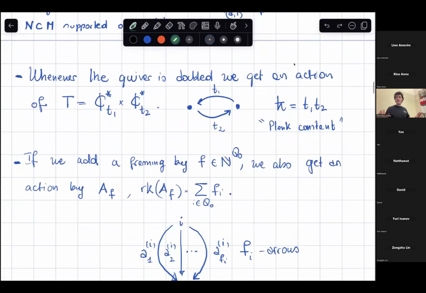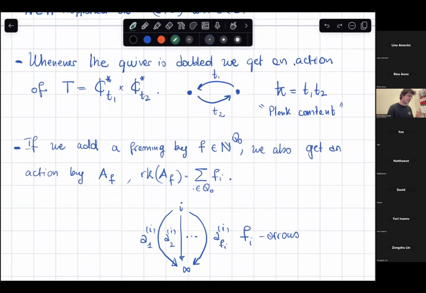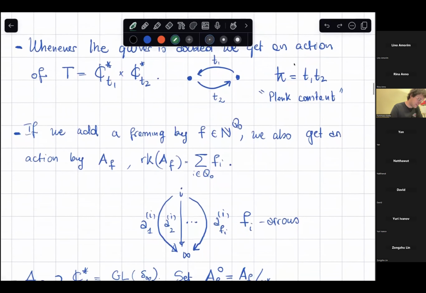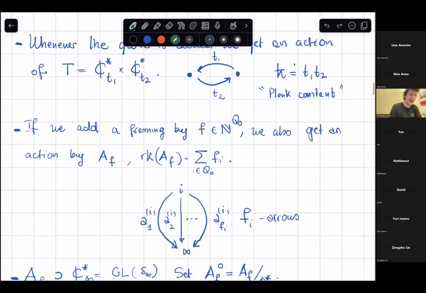So for me, all the quivers today will be doubled. And so whenever the quiver is doubled, we also have an action of a two-dimensional torus T, with two variables T1 and T2 spanning it. And they act in the way described by this diagram. So the variable T1 will rescale one arrow, and the variable T2 will rescale the other arrow. And just to connect with maybe other people's notation, what is usually called the Planck constant, so h bar, is just the product of T1 and T2. Is it the same for all pairs of arrows, the same h bar? Yes, this is the same for all pairs of arrows.